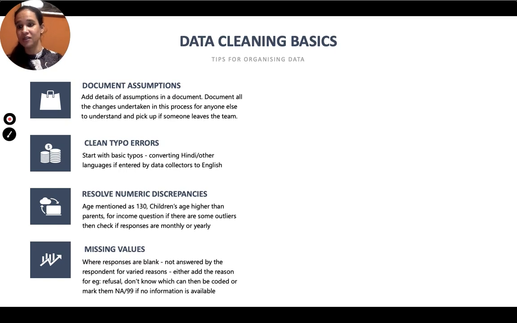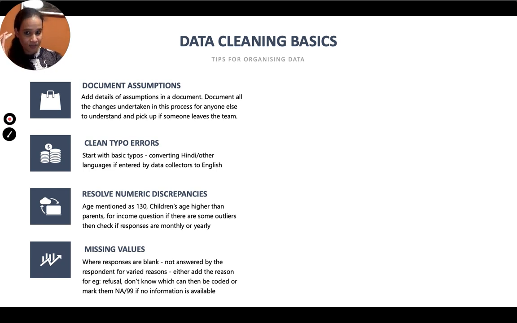So, clean typo errors. Again, resolve numeric discrepancies, like if a child's age is mentioned as 130, or if in someone's parents' income there's an outlier which says 1 lakh per month, when we know that the average income is around 15,000 rupees per month. Also, look at missing values.